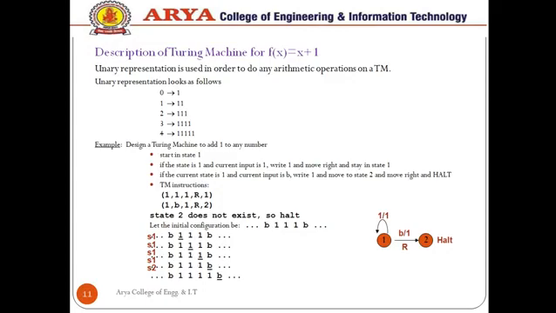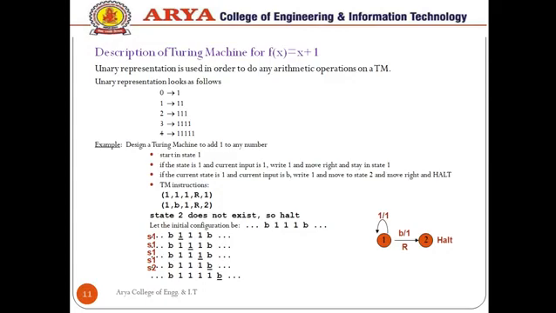Next is the Turing machine instruction that is already defined. 1 is replaced by 1, move in the right direction, and b is replaced by 1 and goes to state 2. This is the state for this. The state 2 does not exist, so halt. This is represented by the diagram.